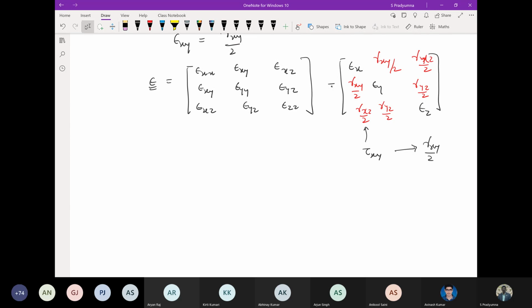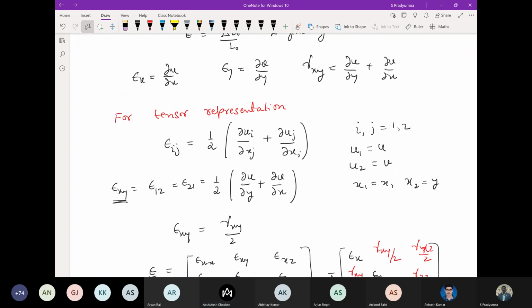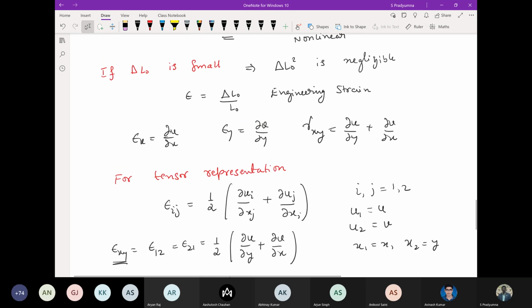Let us discuss. There was some question. Are there any questions? Sir, how did we define our tensor shear strain as gamma xy? By definition, we have already derived this, right? This is the gamma xy we have already derived. But tensorially, if you want to write it using the index notation, it will be like this.